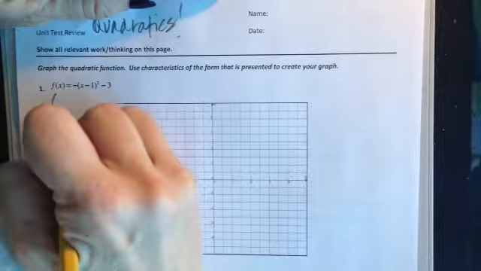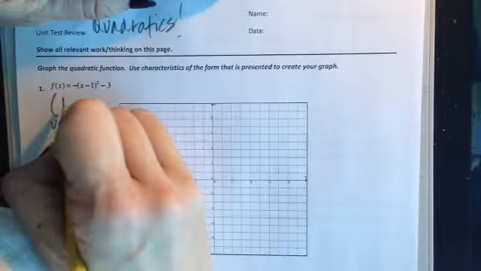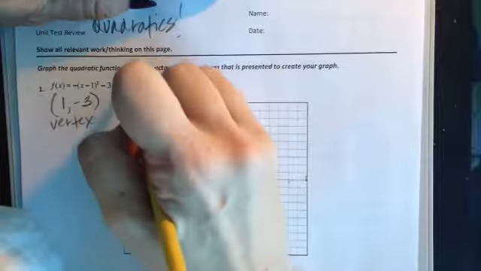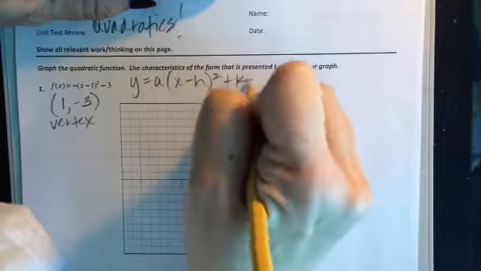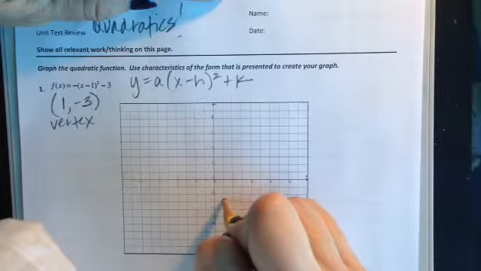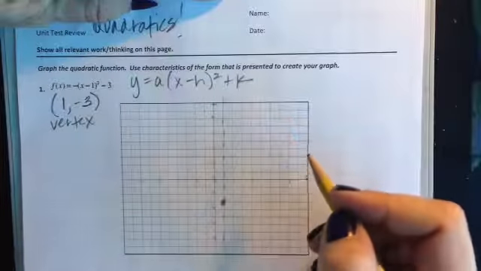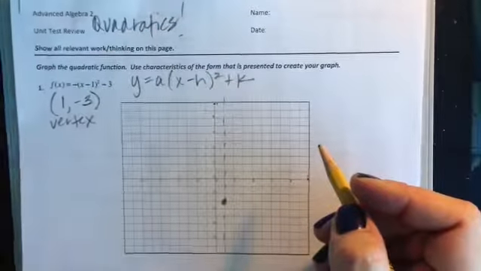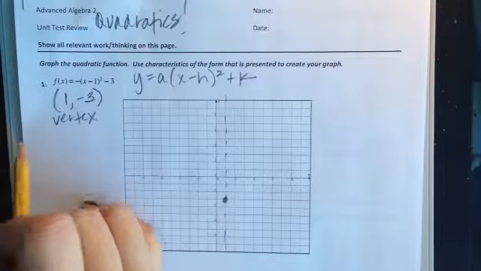So what I know right out of the gate is that the vertex is at 1, negative 3. Remember, vertex form is a times the quantity x minus h squared plus k. The vertex is sitting at 1, negative 3. My line of symmetry would be there. I'm interested in graphing at least one other point so I can find its corresponding point. And we can do this a multitude of ways.